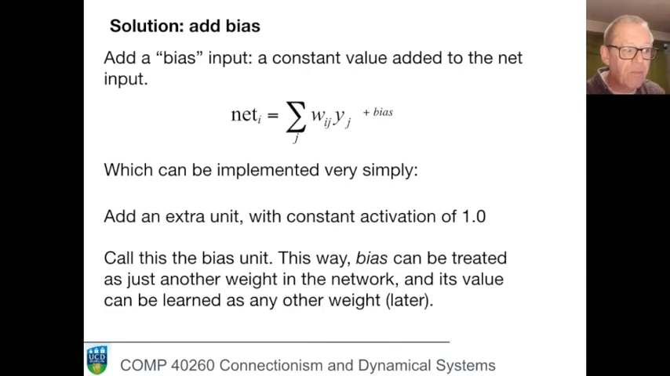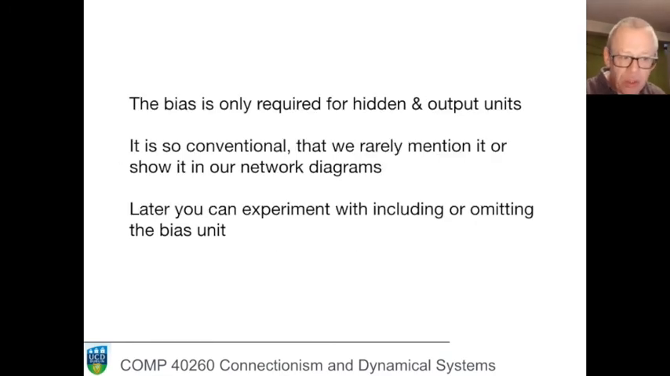Now this bias term is only required for hidden units and output units. Remember, the values at the input units are ones we provide. We extract them by some procedure from the world. We code them as numbers and we present the numbers. Computation properly only begins with the hidden units and with the output units.